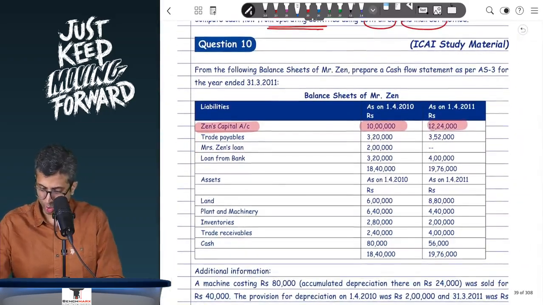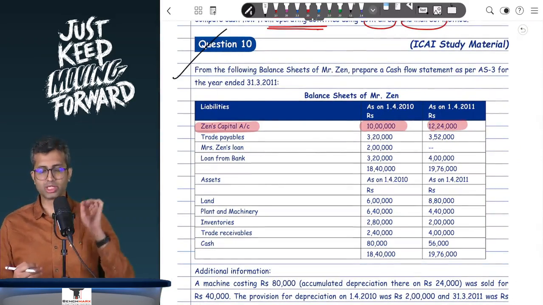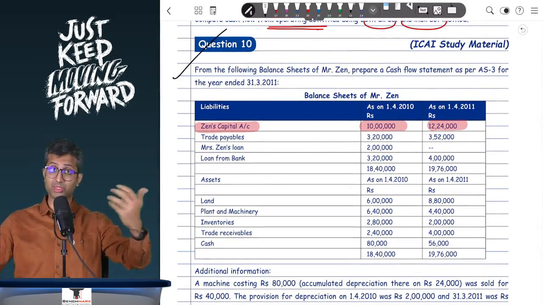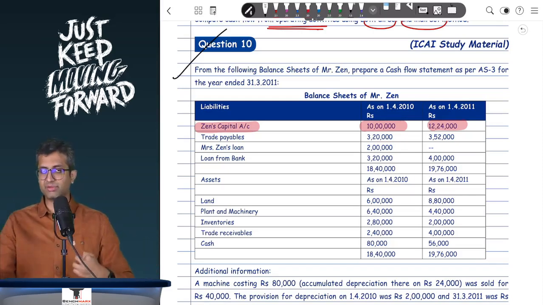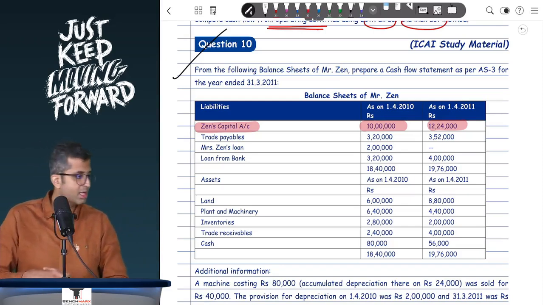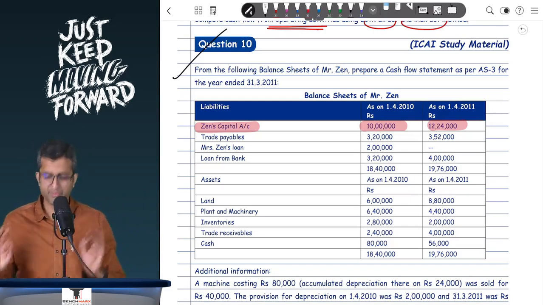Okay, then you go to question number 10. Now this is the question where there is a partnership firm. Now in case of a company there is share capital, there is reserves. In case of a partnership firm there is partners capital. Like in a company there is a dividend paid which is financing, here there can be drawings, but drawings are also in the nature of payment to the provider, and hence drawings can also be in the nature of financing.